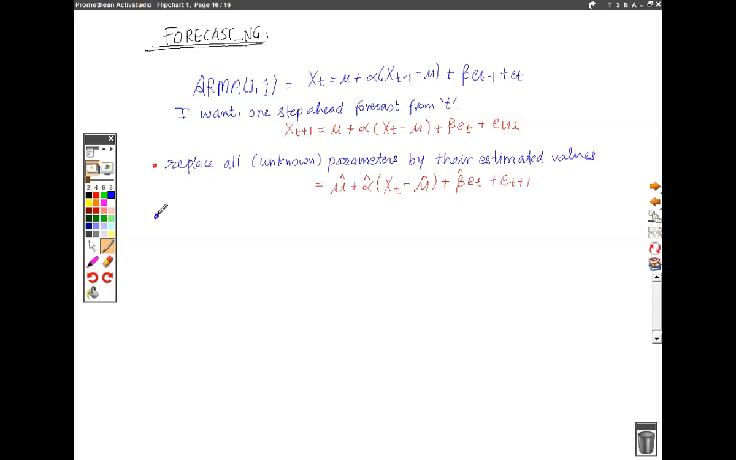The next step you do is to replace all of these random variables by their realizations. So here you only have one of these. So you replace all the random variables, x_t here, with their observations.